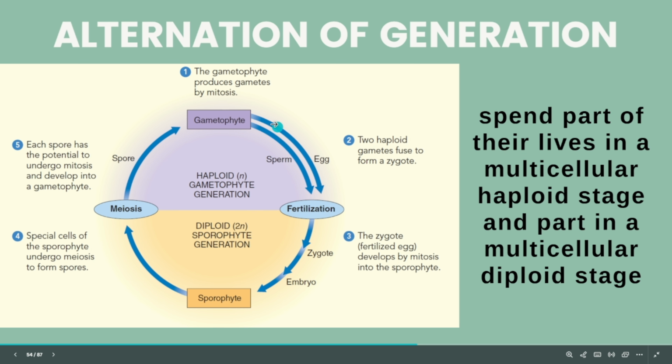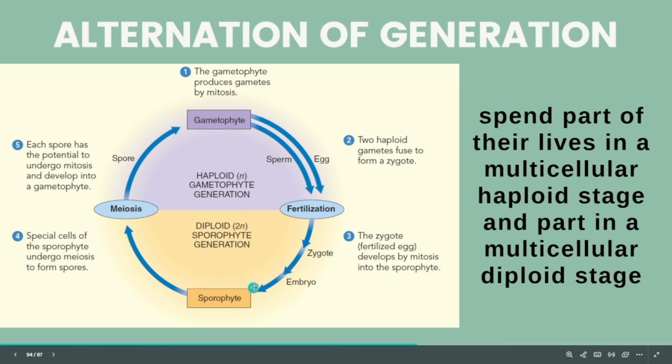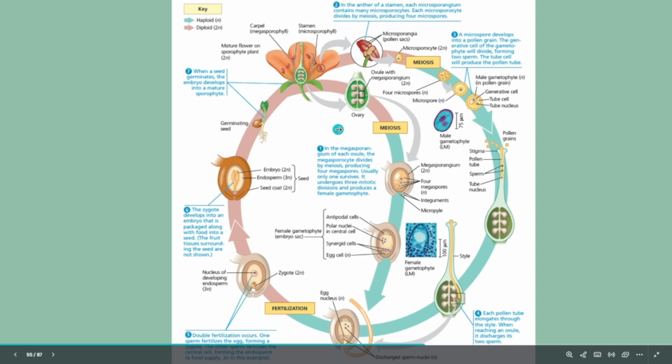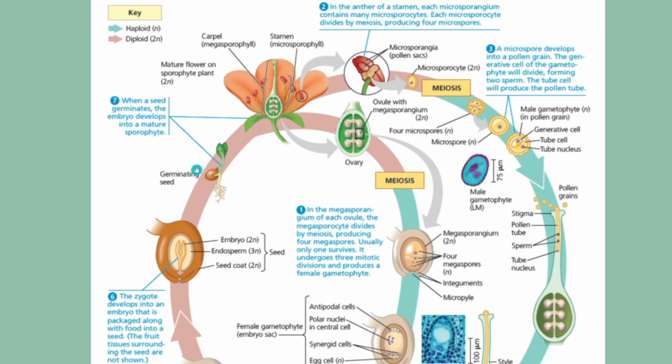So one of the stages is called the gametophyte. Along this stage, they are all in haploid number. Along this stage, they are in diploid number. You can see this diagram, which is easier to follow.